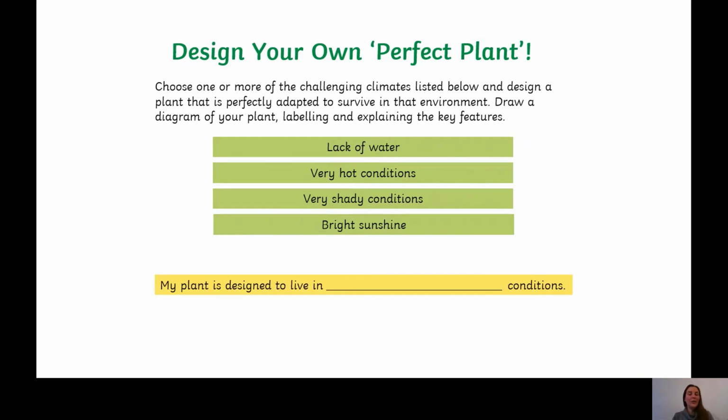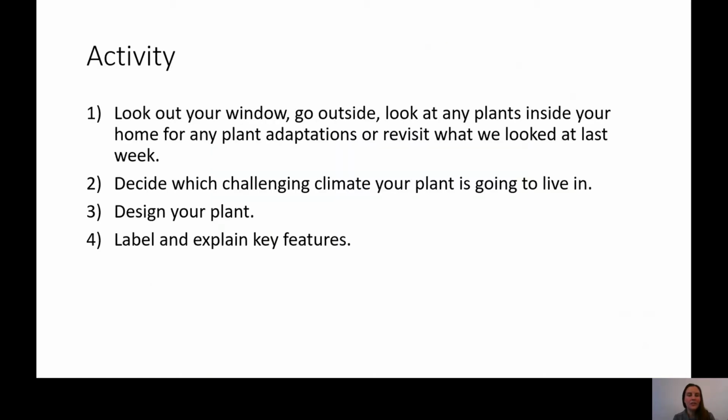So the first thing I would like you to do is think about where your plant is designed to live in. And in order to help you to think about this, you could look out your window, go outside, look at any plants inside your home for any plant adaptations, or revisit what we looked at last week. So using what is around you to try and think about which climate would I like my plant to live in. Then you need to decide which challenging climate your plant is going to live in. Then you need to design your plant, and you need to label and explain its key features.